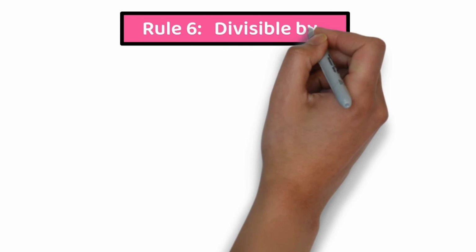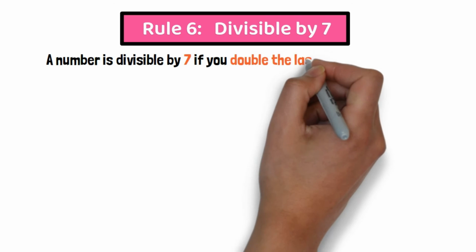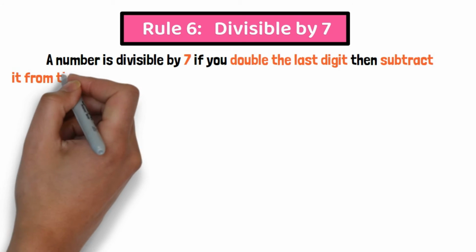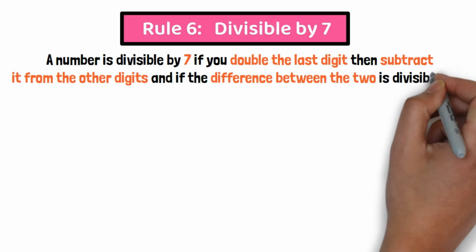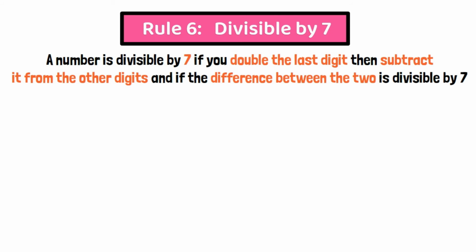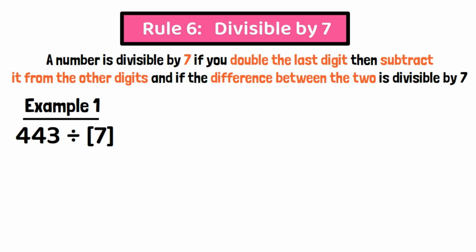Now let's move on to rule number 6, divisible by 7. A number is divisible by 7 if you double the last digit, then subtract it from the other digits. And if the difference between the two is divisible by 7, then the original number is divisible by 7. Let's check if 443 is divisible by 7.